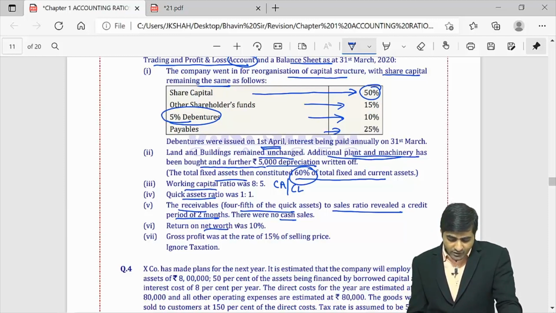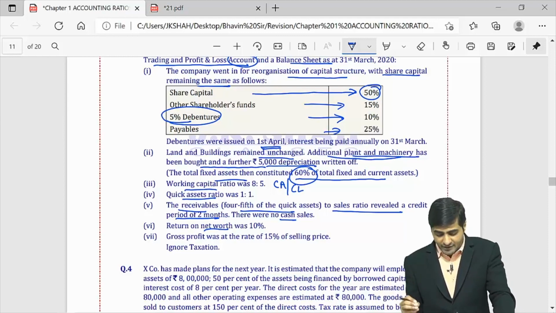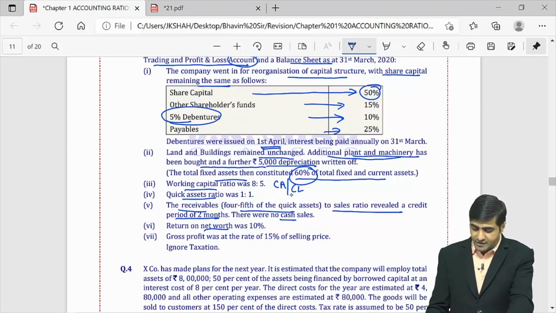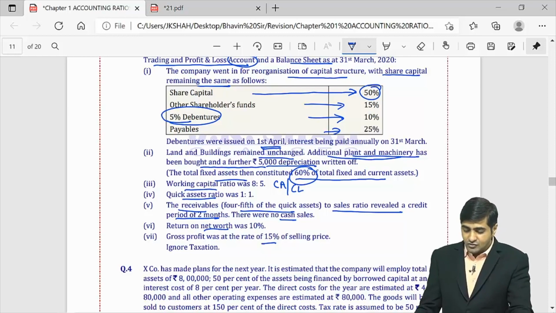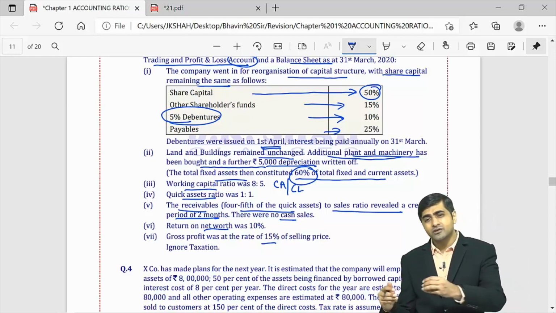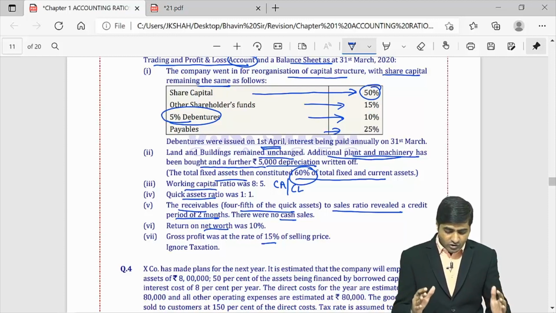Return on net worth, your net worth here means your equity shareholders funds. There are no preference shares in this particular question. Whatever is your net worth, you multiply that by 10%, we'll be getting the net profit for equity shareholders. Then my dear students, we are having gross profit ratio, which is at the rate of 15% of the selling price. So that will help you to actually calculate your COGS, and then you can just reconfirm and check whether your stock turnover ratio etc. is getting matched or not.